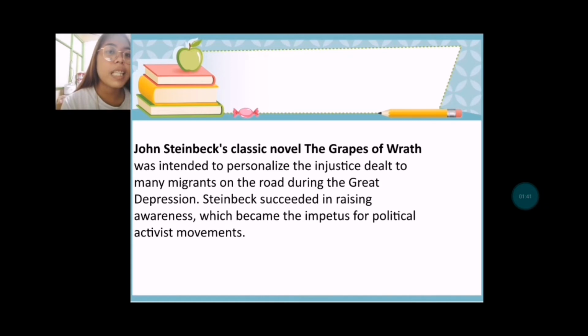John Steinbeck's classic novel, The Grapes of Wrath, was intended to personalize the injustice dealt to many migrants during the Great Depression. Steinbeck succeeded in raising awareness, which became the impetus for political activist movements. So, he wrote this novel in order to show the poor working and living conditions of California's migrant workers during the 1930s.